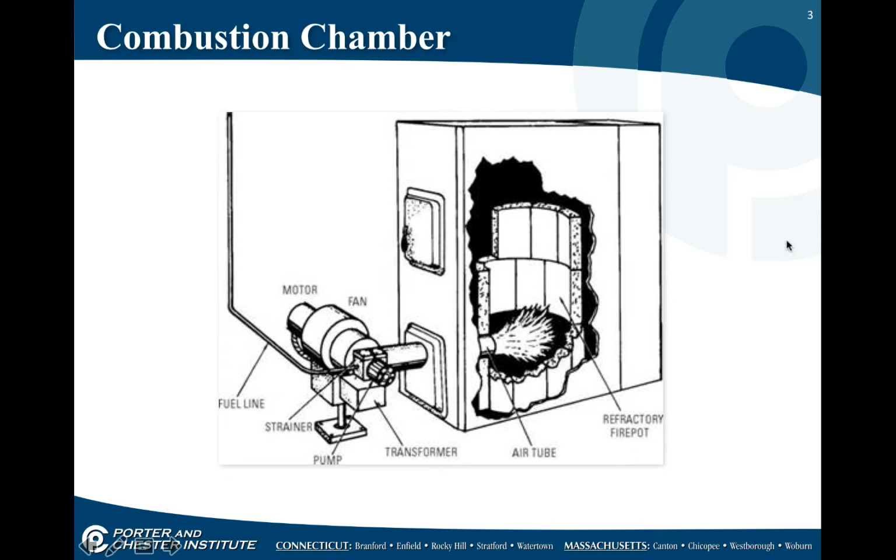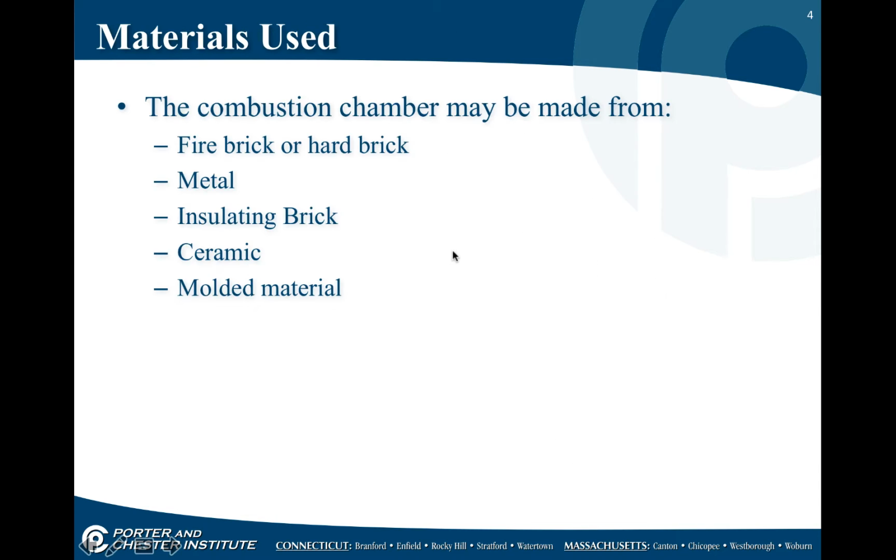So if we take a look at this, the combustion chamber in this diagram is the area around the flame. It's inside the refractory metal and it's at the end of the air tube. The rest of the heat exchanger is around the outside. There's a gap between the combustion chamber and the heat exchanger walls.